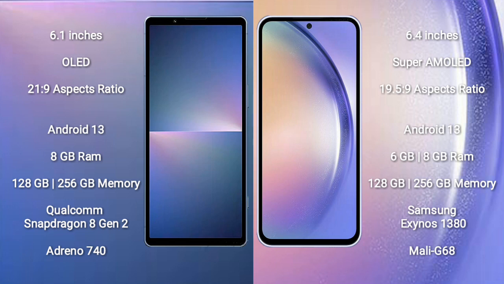Sony Xperia 5 Mark 5 comes with 8GB RAM and 128GB, 256GB internal storage, Qualcomm Snapdragon 8 Gen 2 processor and GPU Adreno 740. Samsung Galaxy A54 comes with 6GB, 8GB RAM and 128GB, 256GB internal storage, Samsung Exynos 1380 processor and GPU Mali G68.